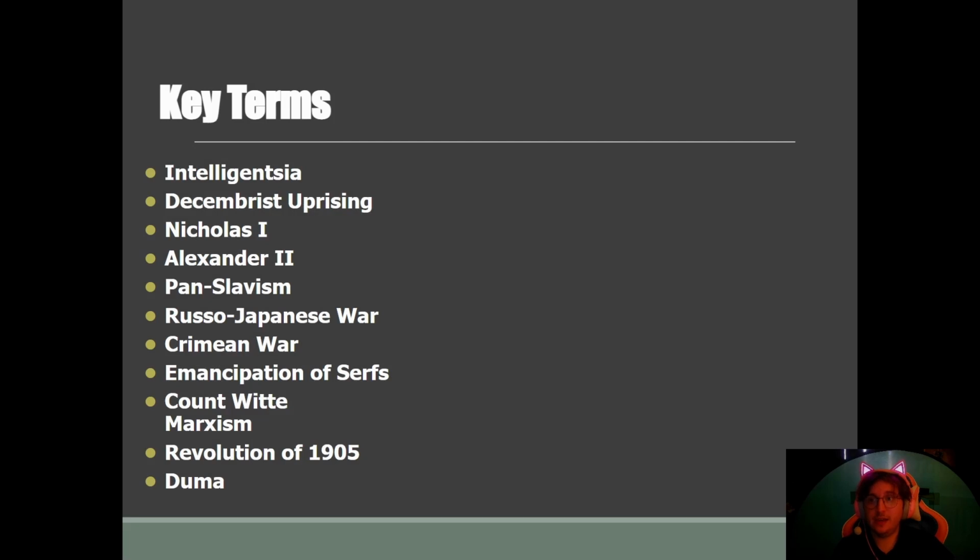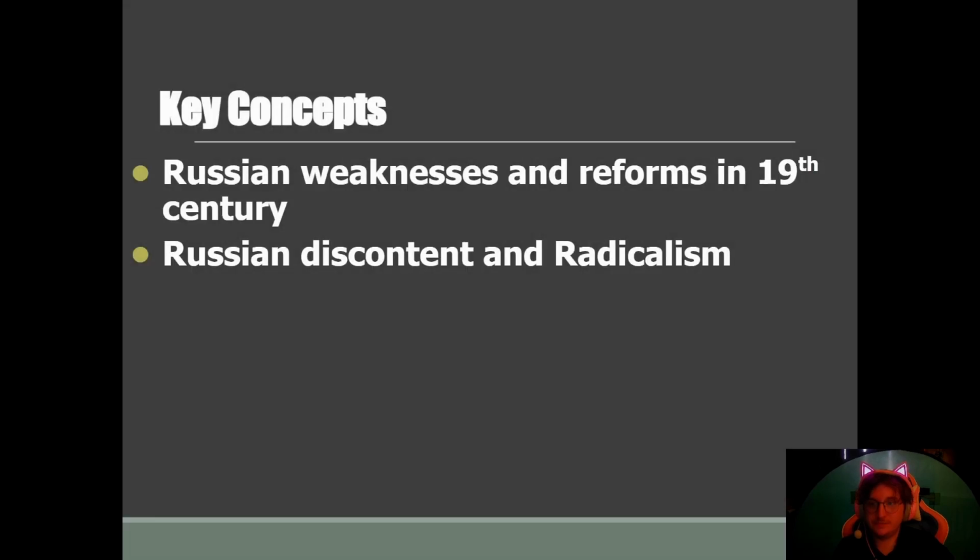Key terms for today: Intelligentsia, Decembrist Uprising, Nicholas I, Alexander II, Pan-Slavism, Russo-Japanese War, Crimean War, Emancipation of Serfs, Count Witte, Marxism, Revolution of 1905, and the Duma. Key concepts today are Russian weakness and reforms in the 19th century, Russian discontent, and radicalism.